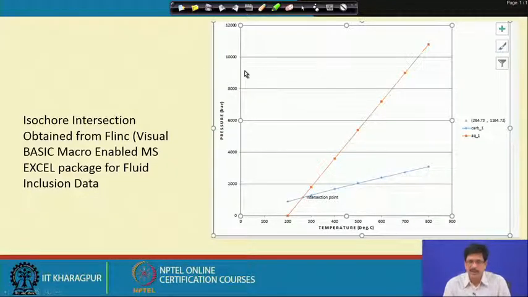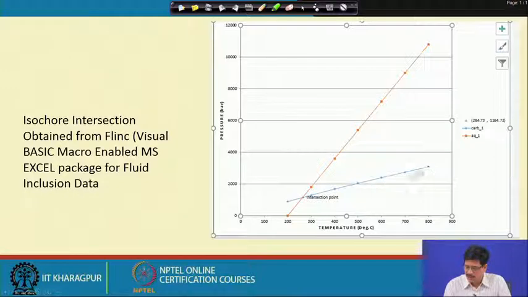So, by using the Microsoft Excel Visual Basic macro based software package that I just mentioned, but could not demonstrate because of the version mismatch problem here, one could see that this is the isochore intersection obtained from a software program which we provisionally named Flink, still in the process of development, and this Visual Basic macro based Microsoft Excel package for fluid inclusion data. This represents one aqueous inclusion whose isochore is drawn using the formulation as discussed.